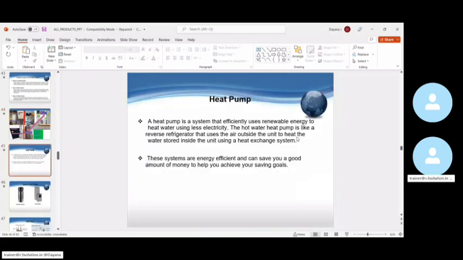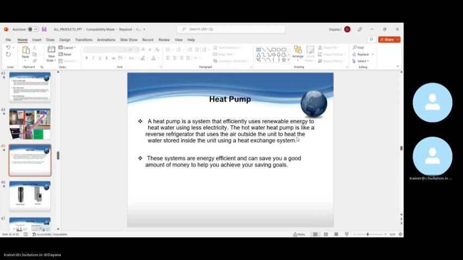Let me come into this one. Again, this is about the heat pump. Why are we using that heat pump? Why are we replacing with the heat pump? Because it is energy efficient. It efficiently uses renewable energy to heat water for less electricity. For lower power consumption, we are replacing it with the heat pump.